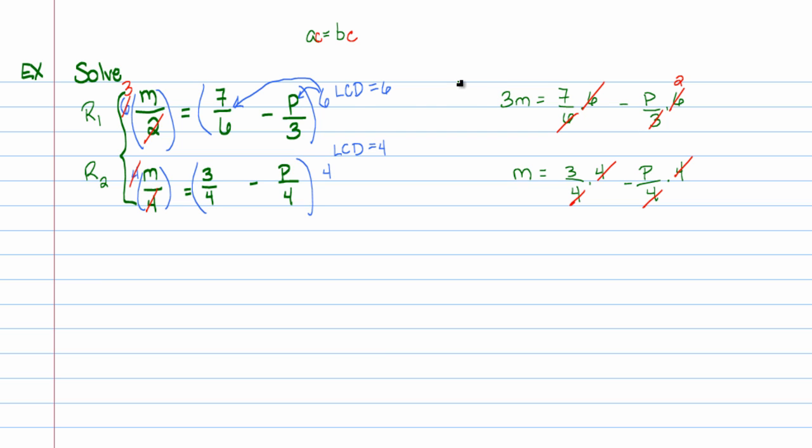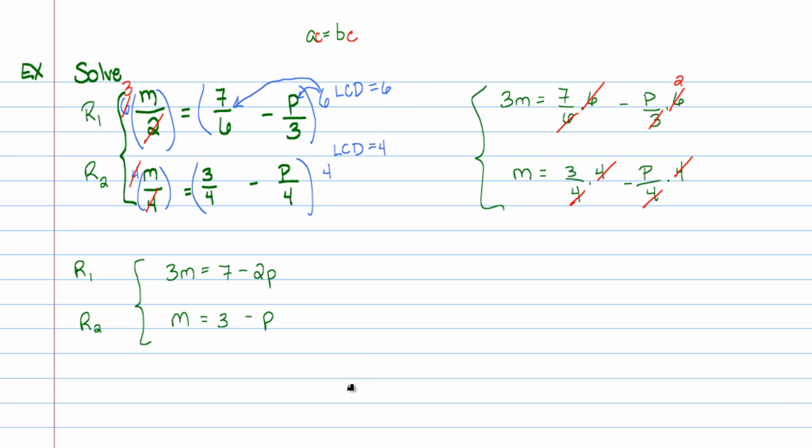And when you rewrite this system down here, you get this beautiful 3m is equal to 7 minus 2p. Don't forget that that's 2 times p there. And down the second equation, you get m is equal to 3 minus p. Still row 1 and row 2 here. Okay. But look how nice multiplying both equations by the LCD looks now, because you get this beautiful system of equations with no fractions anymore.